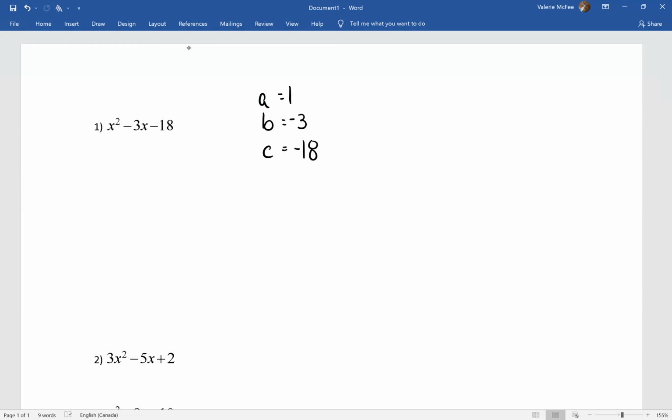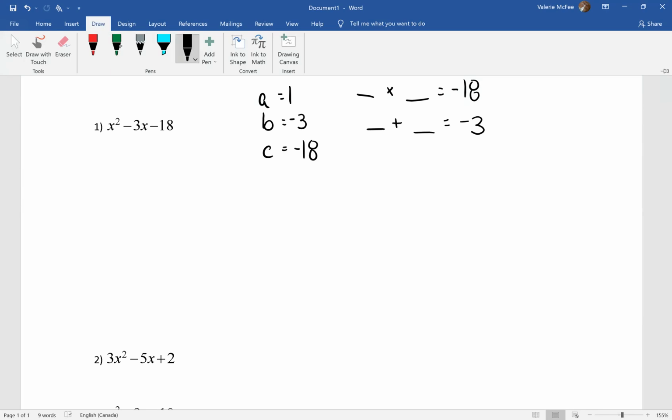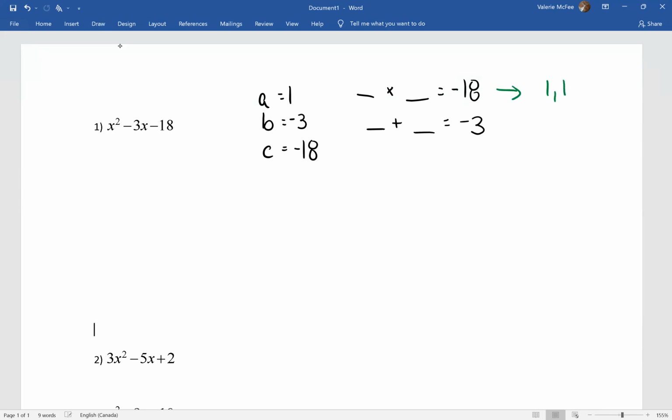And we want two numbers with a product of A times C and a sum of B. Now remember again, if you don't know what those numbers are, you're always going to list the factors for our product. And we can see that if we use 3 and 6, one of them is going to have to be negative.